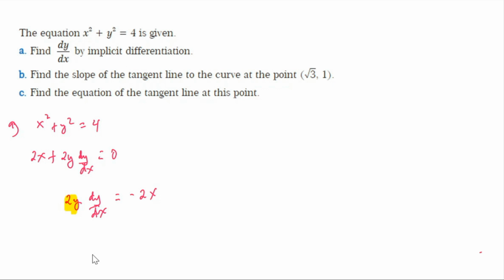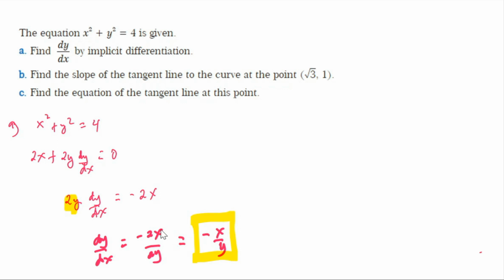And then solving only for dy over dx, we have to divide both sides by 2y. So that's why we have now dy over dx is equal to negative 2x over 2y, or we can simplify it further because the coefficients are the same, negative 2 and positive 2. Therefore, dy over dx is just equal to negative x over y. So this is now the derivative of the given equation by using implicit differentiation.